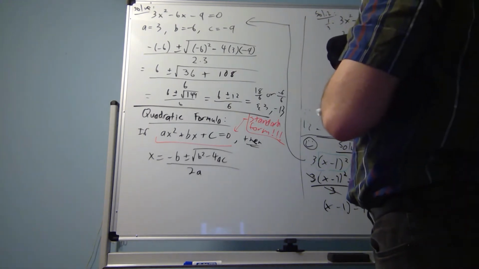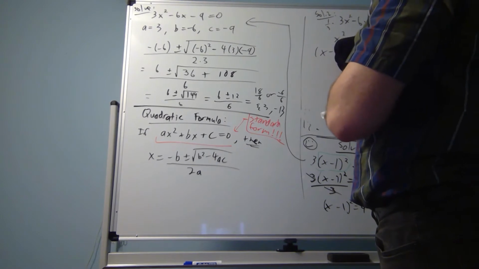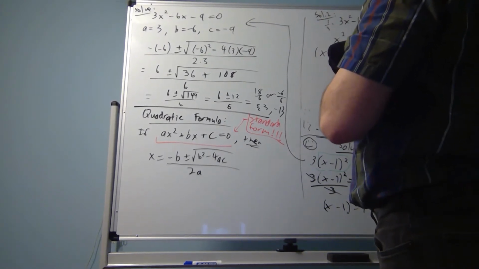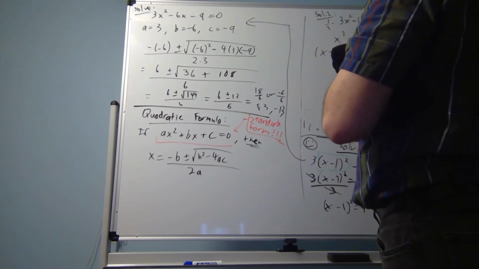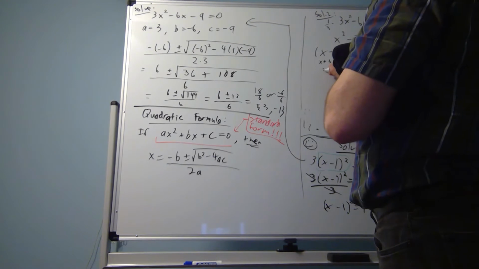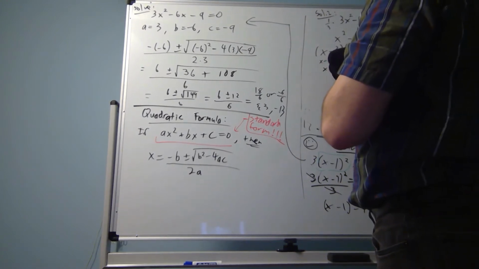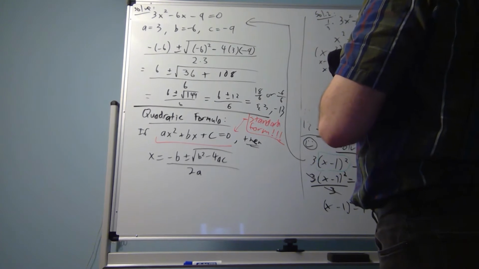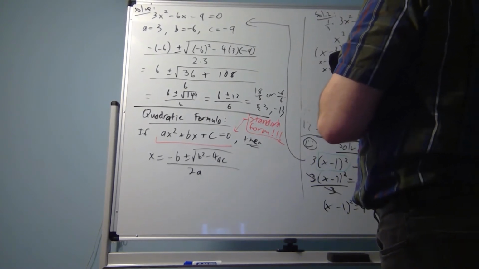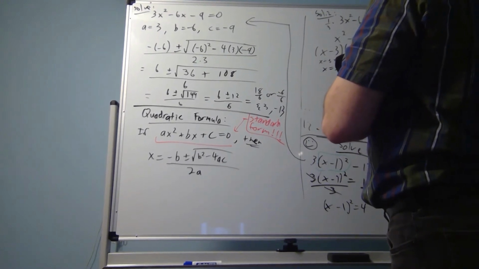Maybe solution 2, I'll do it by factoring because I didn't give special instructions here. x minus 3 is equal to 0, which means x is equal to +3. x plus 1 is equal to 0, means x is equal to -1. Solution set is -1 and +3 once again.